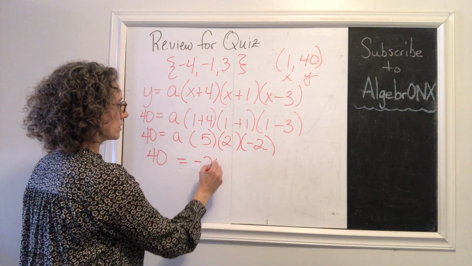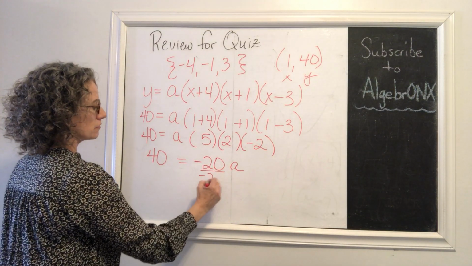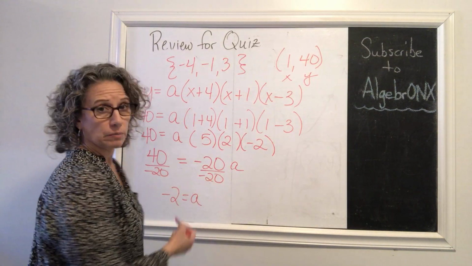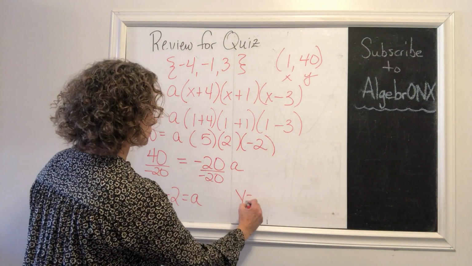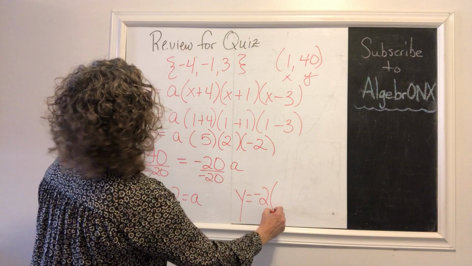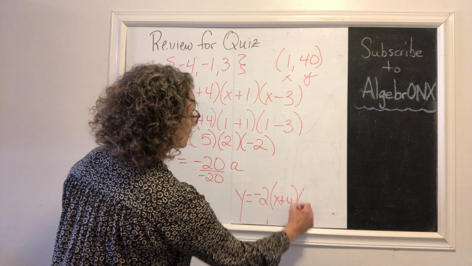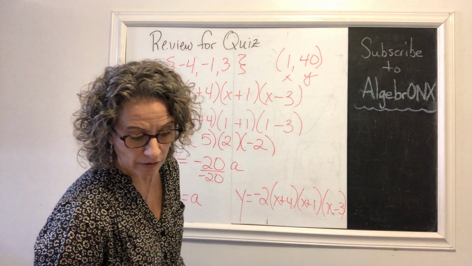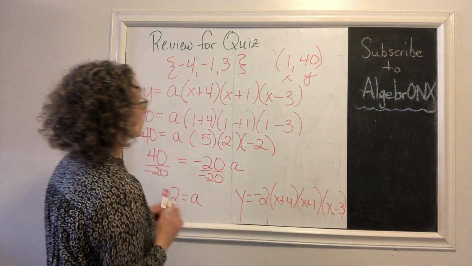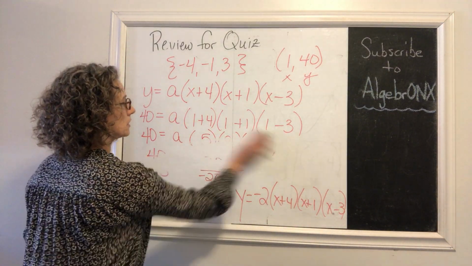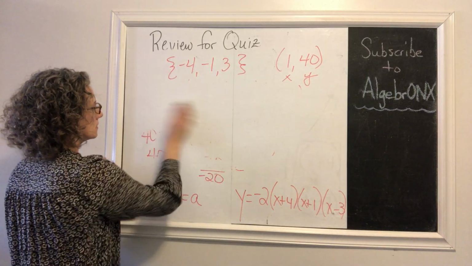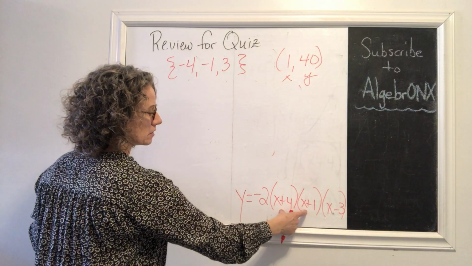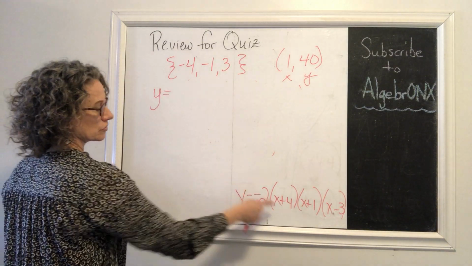So 40 equals negative 20a, and dividing by negative 20, negative 2 equals a. So the final polynomial function is y equals negative 2 times (x plus 4)(x plus 1)(x minus 3). If it said to put it into standard form, and this one doesn't, you would take that end result and multiply these together. Let's just do that really quick.